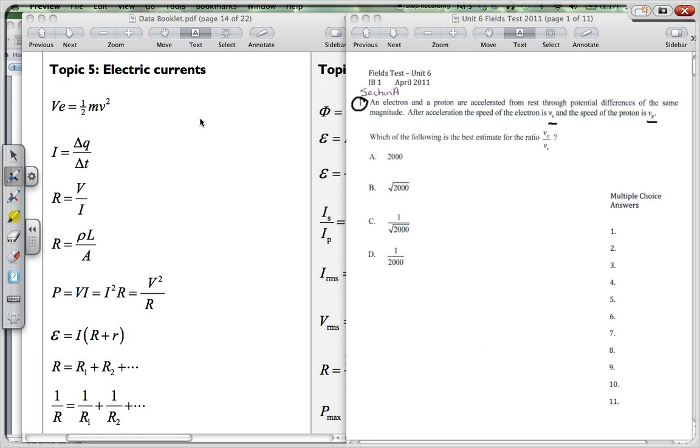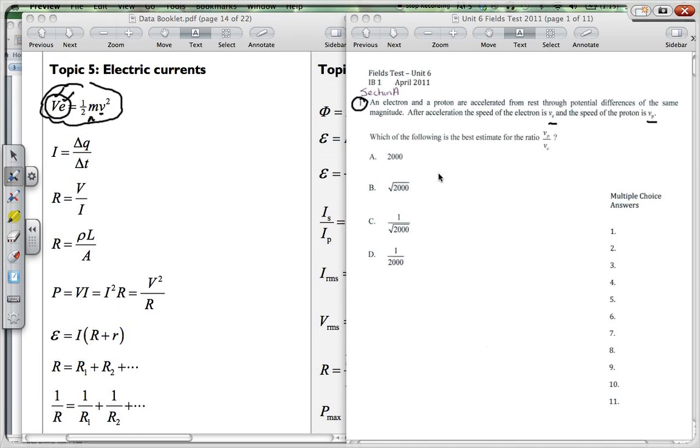So obviously we are going to be using this formula over here. The VE will be the work done on the proton and the electron, and that will give rise to the rise in kinetic energy, and from that we can work out our V squared. Because the electron and proton have the same charge, E, and went through the same potential difference, they'll both be given the same amount of energy. So the kinetic energy for both of them will be the same. But because one has a greater mass than the other, the velocities won't be the same.